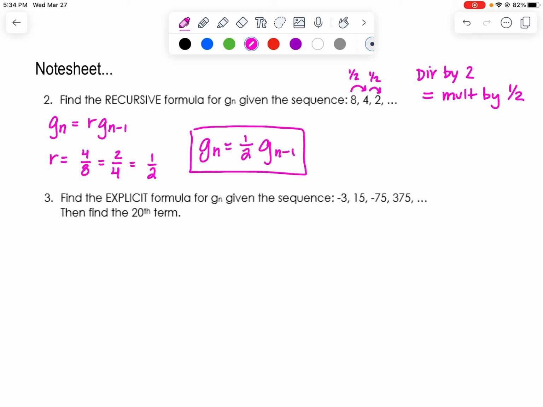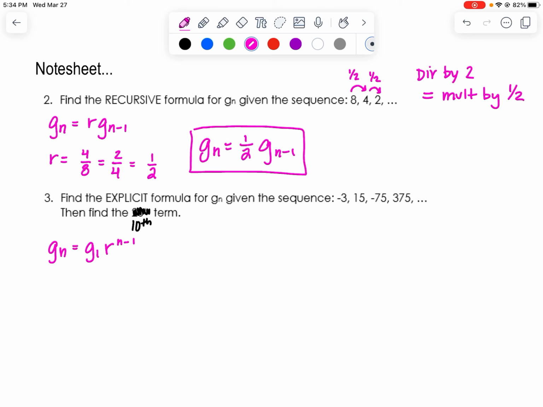All right, now the explicit formula for g sub n, given this new sequence, and then find the 20th term. And actually, I take that back. We are not going to find the 20th term because it's really, really big. Instead, we are going to find the 10th term. So change that 20th term to a 10th term. And let's write down the explicit formula. Before we use the explicit formula, we're going to write it down. And it's at the top of our note sheet. So g sub n is g sub 1 times r to the n minus 1.